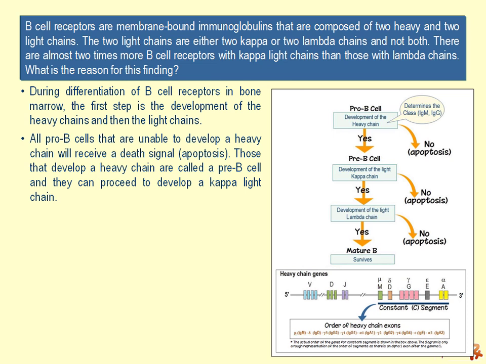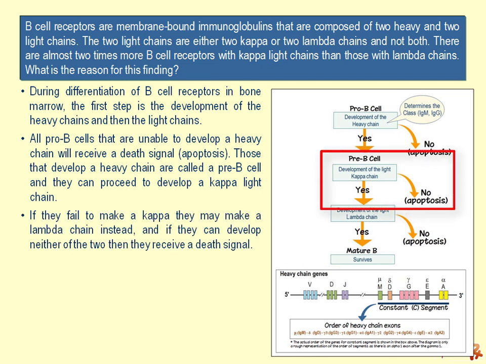All pro-B cells that are unable to develop a heavy chain will receive a death signal, apoptosis. Those that develop a heavy chain are called a pre-B cell, and they can proceed to develop a kappa light chain. So, what is the characteristic of a pro-B cell? It has a heavy chain. Now, that heavy chain, of course, is the one that will determine the isotype of the antibody. Is it IgM? Is it IgG? Is it IgE? As we're going to see later.